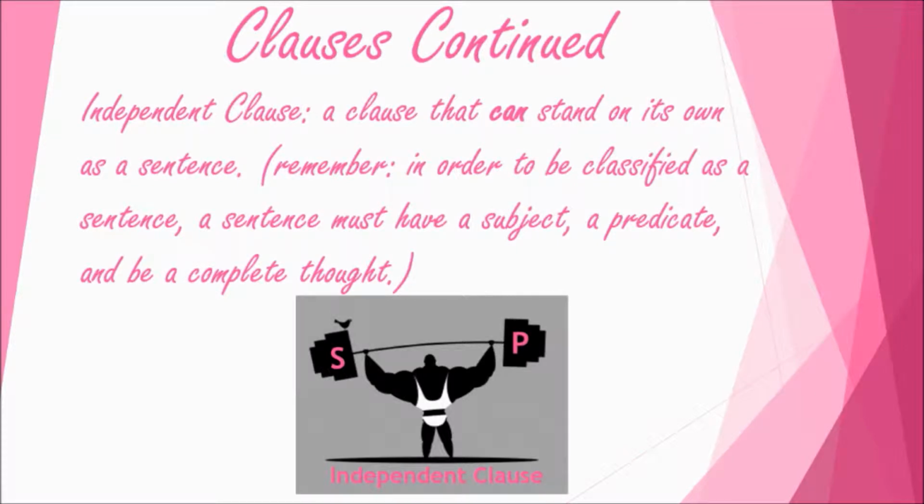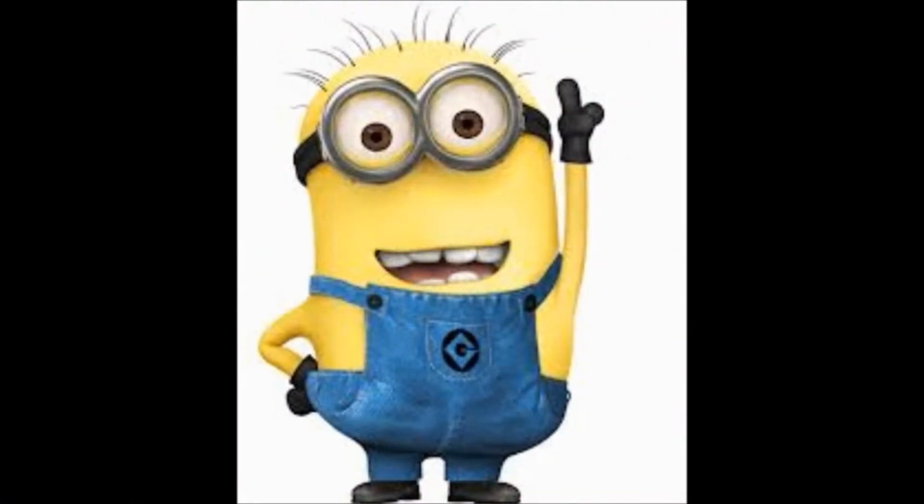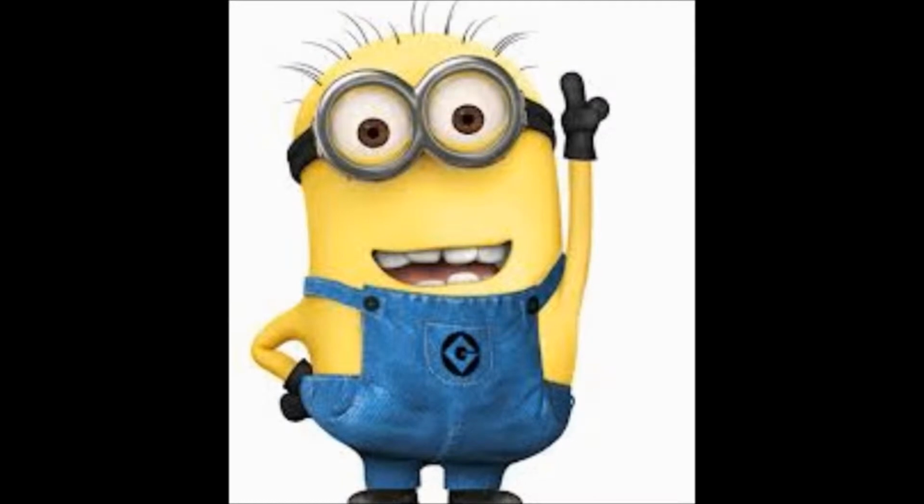Let's go ahead and look at the second illustration. Unlike the weak dependent clause that we just saw, the strong man represents an independent clause because he is strong enough to pick up the barbell that contains a subject and a predicate, because he completely put enough thought into picking up that barbell.